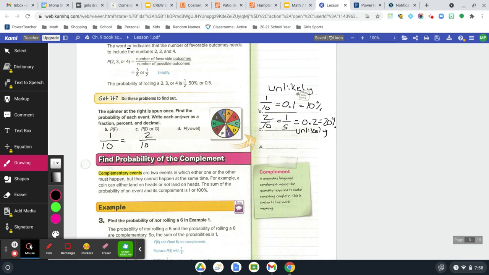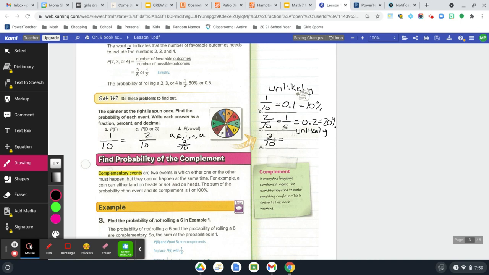Letter D, the probability of getting a vowel. So think about your vowels: A, E, I, O, U. And so look to see how many of those are on this spinner here. There's the A, there's E, and there's I. So there is 3 out of the 10. 3 possible spots on the spinner out of the 10 total.